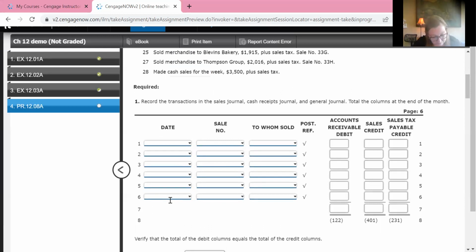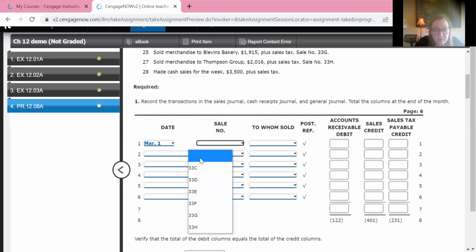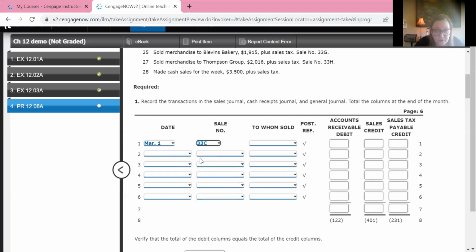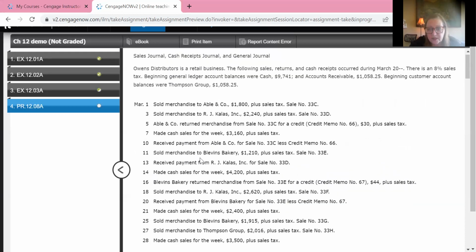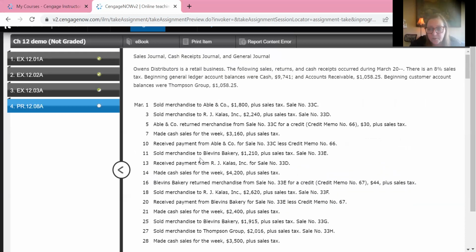to Able. So we're just going to put in the date, March 1st, Able, and the sale number they gave us is 33C, Able right here. And then that was for the debit to accounts receivable of 1,944. Sales credit was 1,800. And again, I've already calculated the sales tax. They told us the sales tax rate.